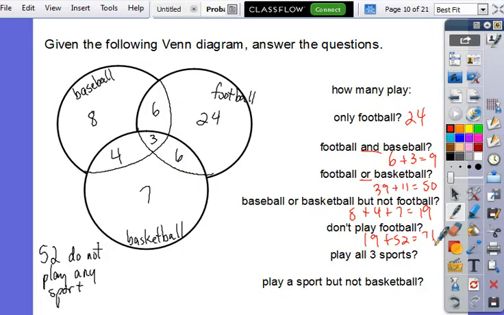All right, how many play all three sports? There's only 3 that do all 3 sports. Play a sport that is not basketball. Take out the basketball. 24 plus 6 plus 8. So that would be 38.